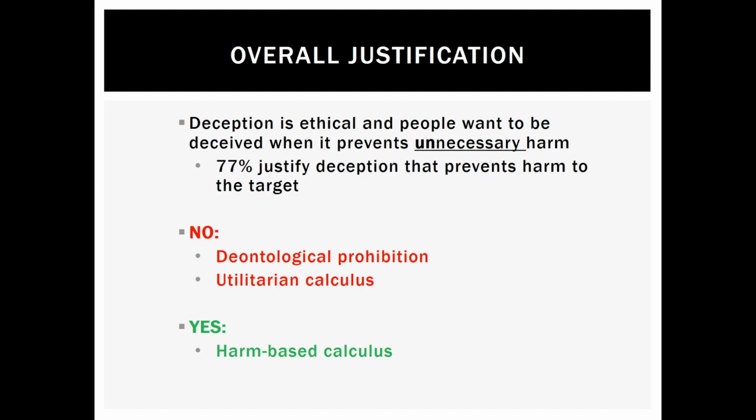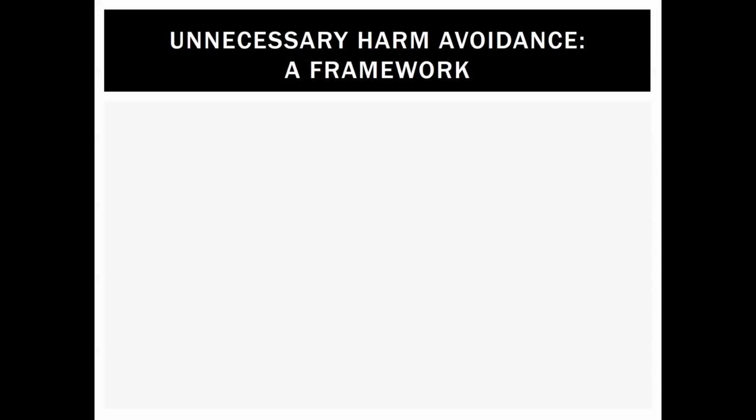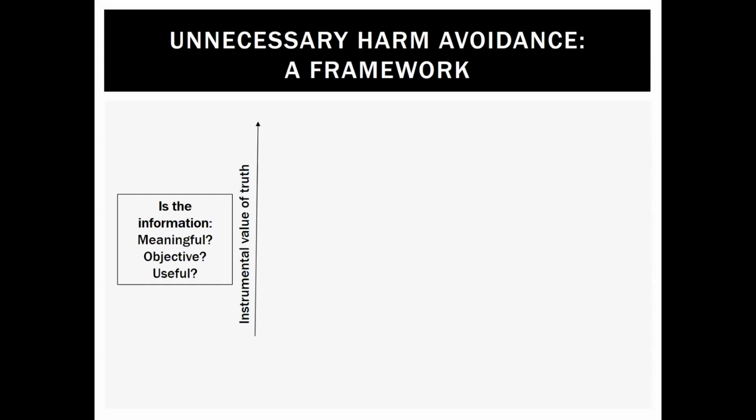How does deception affect the target? How does that influence what is acceptable? And so that begs the question, well, how exactly do we make these judgments of harm, and specifically unnecessary harm? So from this qualitative data, we can begin to map out a framework for answering this question. And what we see is that a lot of participants are weighing these two key dimensions of truth against each other. So one dimension is the instrumental value of truth.